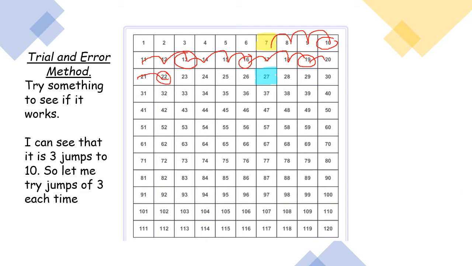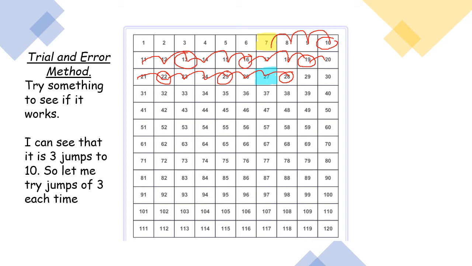Another 3 jumps, 1, 2, 3, 25, I'm getting closer. Another 3 jumps, 1 jump, 2 jumps, 3 jumps. Oh no, 3 jumps doesn't take me to 27, it takes me to 28. So this is called trial and error, where we try something and we see if it works. And that's a pretty good strategy sometimes.